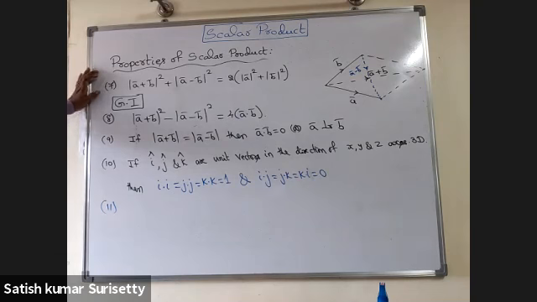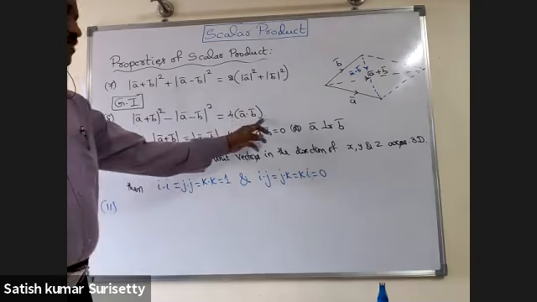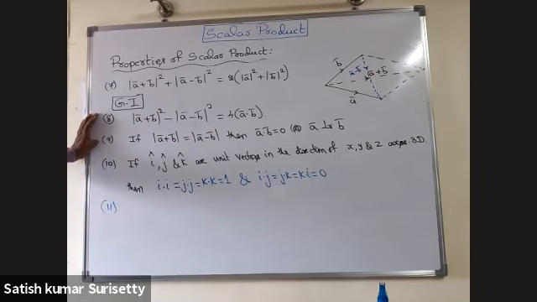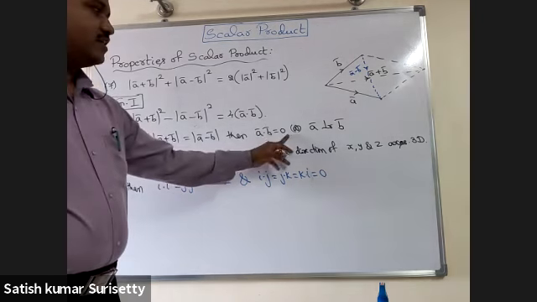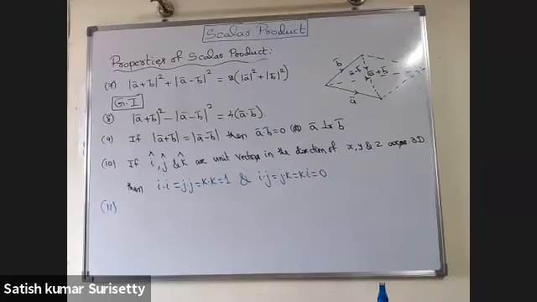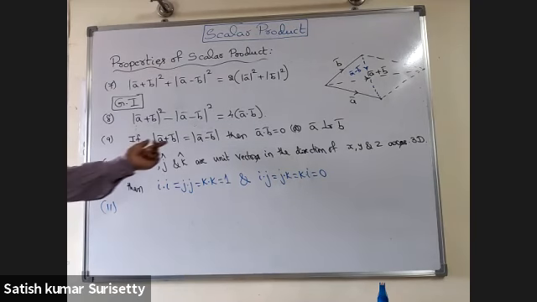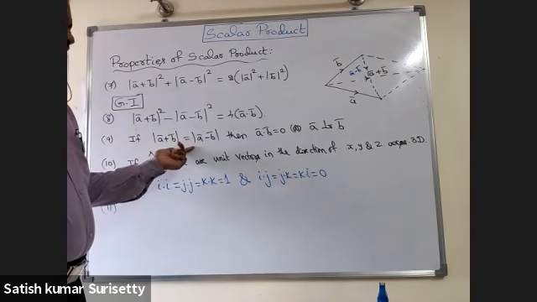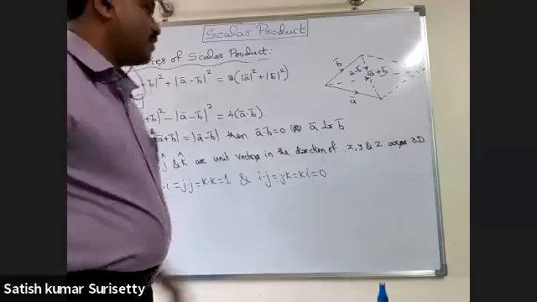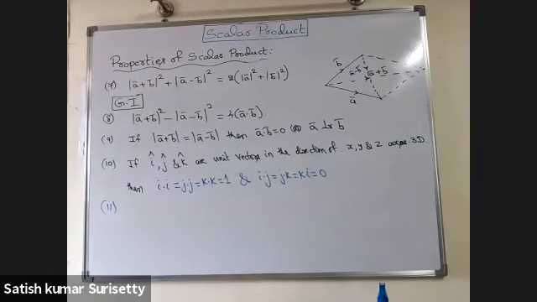From the same formula, instead of adding, if I subtract, then I get 4 into a bar dot b bar. Next, if I take modulus of a bar plus b bar equal to modulus of a bar minus b bar, then from the above I can conclude that a bar dot b bar equals 0, or a bar is perpendicular to b bar. That is, if the diagonals are equal in a parallelogram, then that parallelogram must be a rectangle. Hence you can conclude that a bar is perpendicular to b bar.